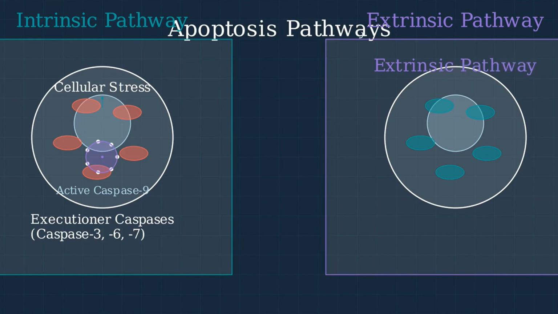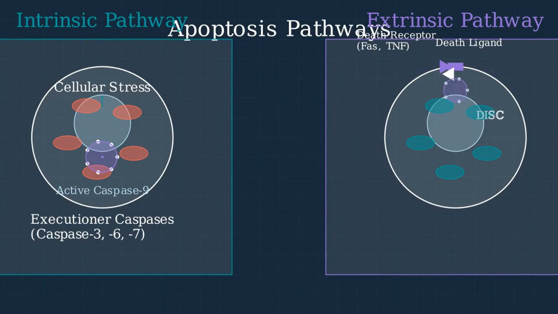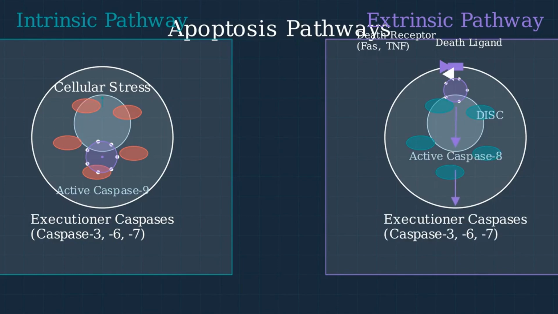In the extrinsic pathway, death receptors on the cell surface bind to their ligands. This binding recruits adapter proteins that form the death-inducing signaling complex, or DISC. The DISC activates initiator caspases, like caspase 8. Caspase 8 then activates the same executioner caspases as the intrinsic pathway.